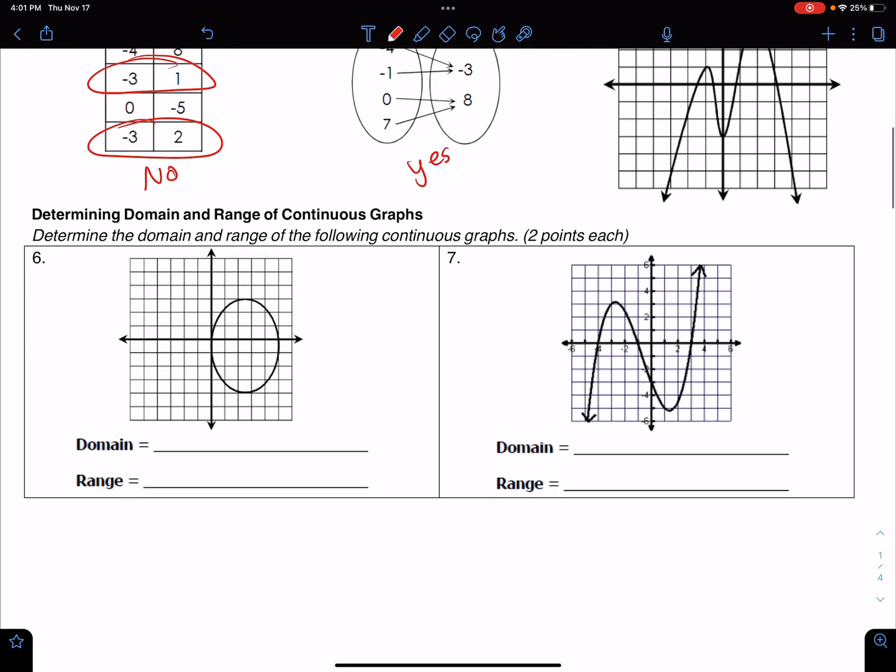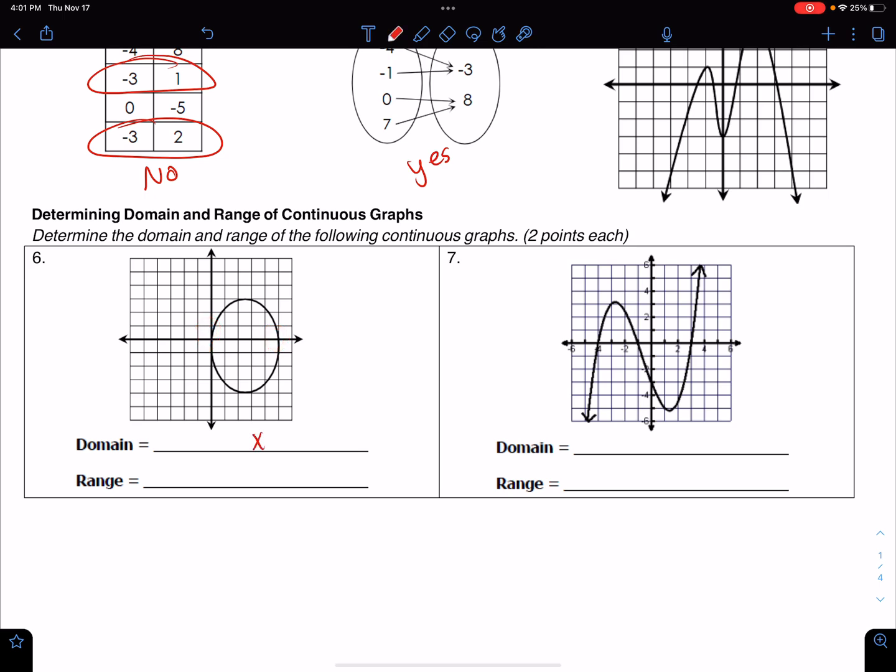Okay, if you go to number 6, if we were asking, is it a function or not? If you did the vertical line test, you'll see that it passes through twice, so that wouldn't be a function. But that's not what number 6 is saying. Number 6 is saying, what's the domain and what's the range? So on this one, okay, our domain and range, you can actually literally see them.